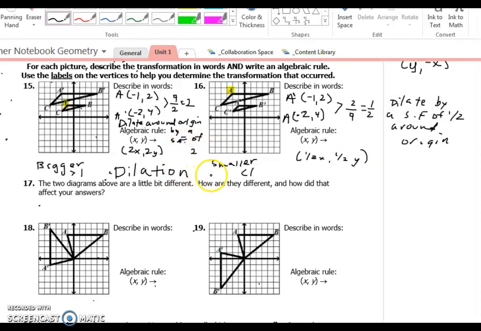So this one says the two diagrams above are a little different. How are they different? And how did that affect your answer? Well, one is getting bigger and one is getting smaller. So just as I stated up there, if it's bigger, it's greater than 1. If it's smaller, it's less than 1. So you saw that with 2 and with 1/2.